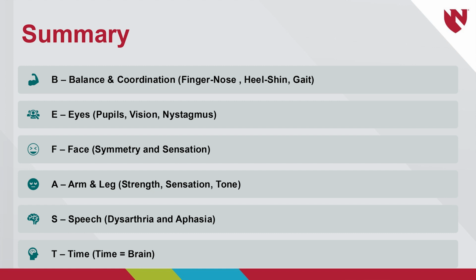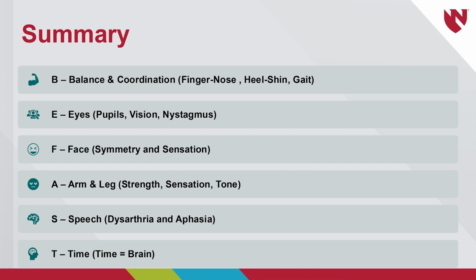F for face, looking for symmetry, and to remember if there is asymmetry, to see if it's asymmetric on the upper and lower face or just the lower face, and also testing for sensation. A for arm, I also added leg here. Here we would test for strength, sensation, and tone. And remember, when we test for strength, to also assess for drift, and when we're testing for sensation, to look for neglect and extinction. S for speech.